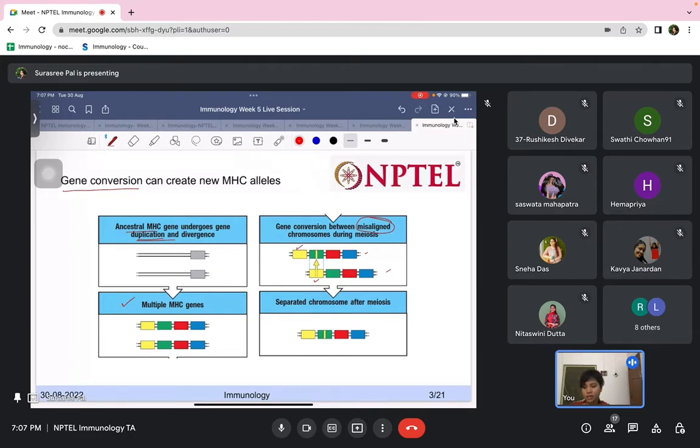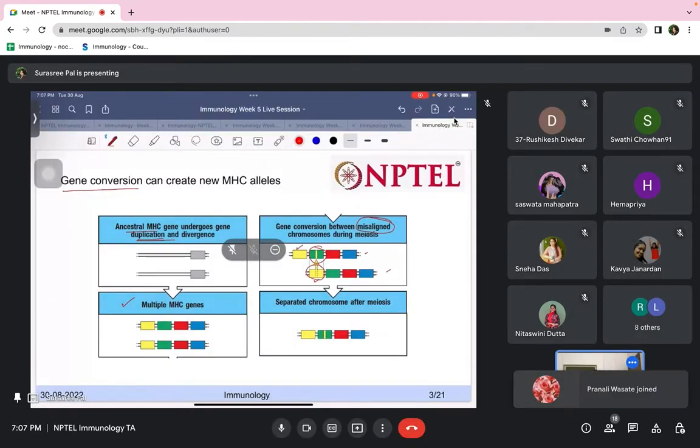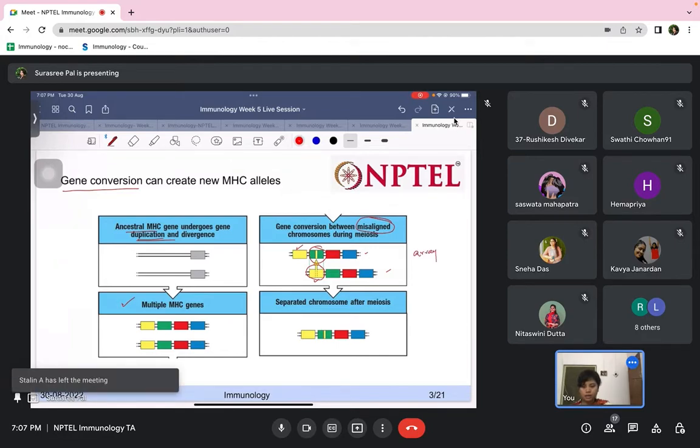This yellow part is aligning with the green part. So green, yellow, what are these? These are different MHC genes, right? So these are aligning in a wrong manner, right? This is not the correct alignment, but this kind of alignment takes place because there are so many genes in tandem, in an array, which is why there is often this misalignment.